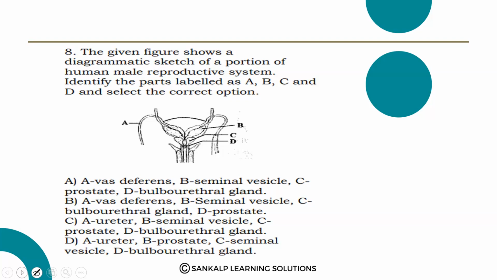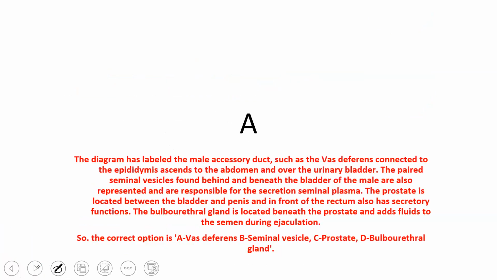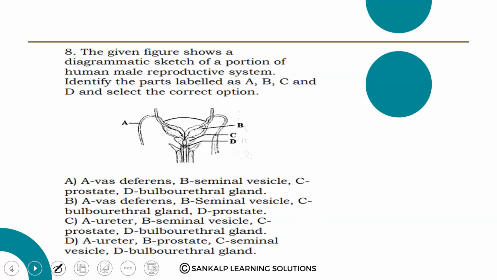What is your response? Nagini, Anvita, Jyoti, Kaladgi, most of them answered and voted for option A. That is, A is vasa deferens, B is seminal vesicle, C is prostate, D is bulbourethral. Let me check the answer. The right answer is here. Nimsha, option A. Yeah.